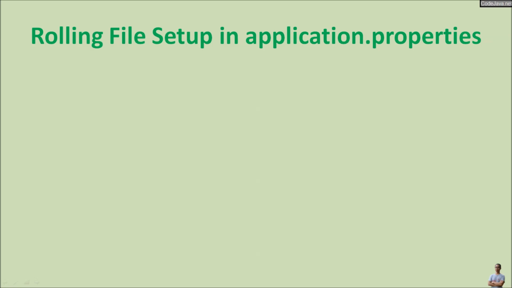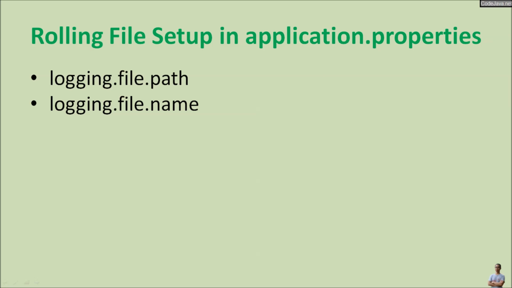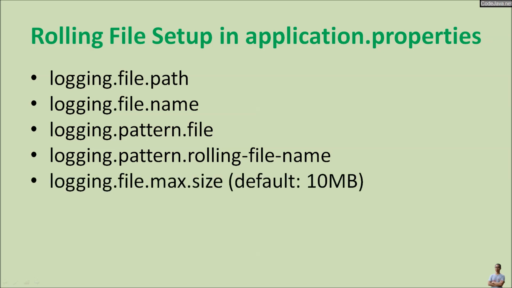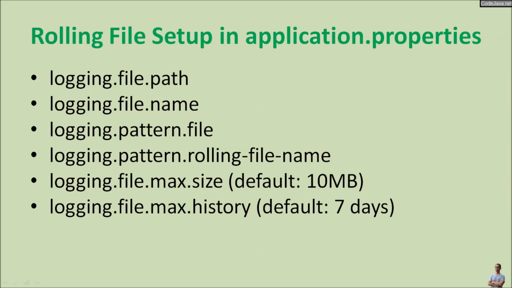To configure logback's rolling file feature for a Spring Boot project, we can specify the following properties in the Spring Boot configuration file application.properties: logging.file.path, logging.file.name, logging.logback.rollingpolicy.file-name-pattern, max-file-size, max-history, total-size-cap. I will show you how to use these properties and explain shortly.